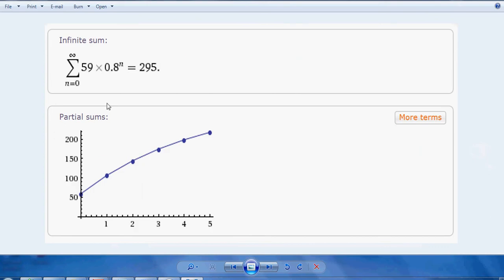I used Wolfram Alpha, and I just substituted these numbers in. It's a geometric sequence, if you haven't already noticed that. This is 59 inches, my original height, times 0.8 to the nth. If you were to take that from 0 to infinity, again, you come up with the sum of 295, and that's 295 inches in total.